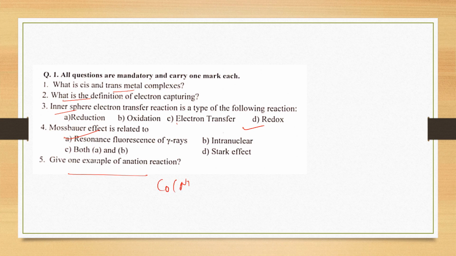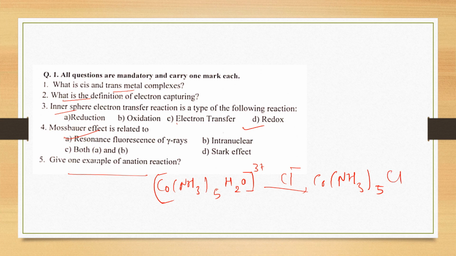Let me tell you an example of annihilation reaction. This is [Co(NH3)5(H2O)] with 3 plus. If chloroligand replaces the water, this is [Co(NH3)5Cl] with 2 plus. So this is the example of Anderson reaction.